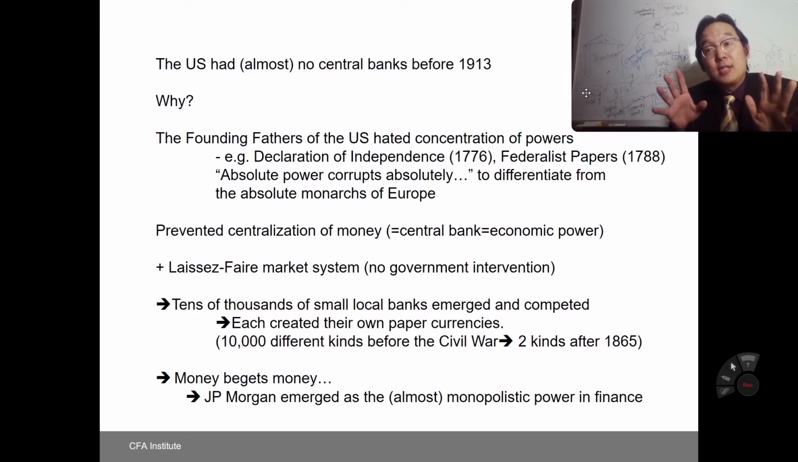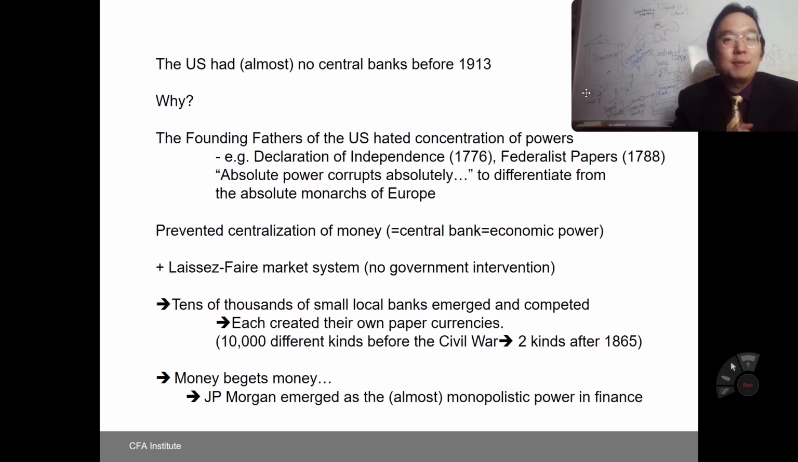Now, the interesting thing is, the United States did not have a central bank until 1913. Okay, of course there was some kind of Bank of the United States in the George Washington era or something like that, but in effect, they did not have a central bank until 1913.